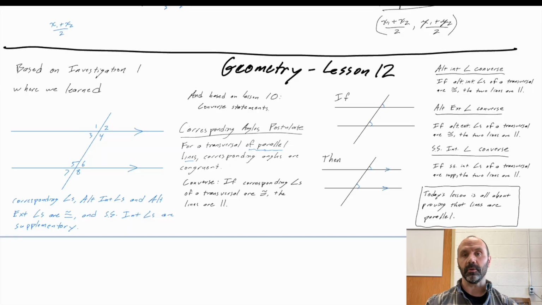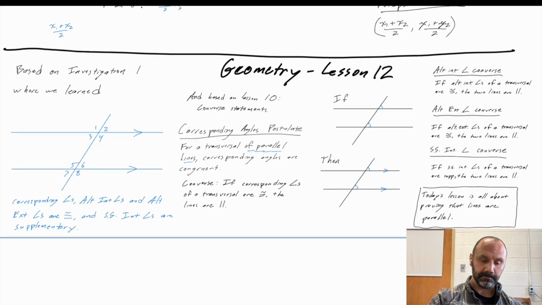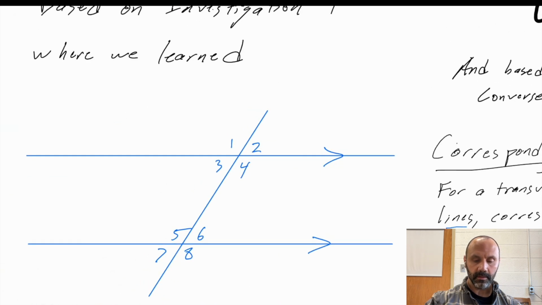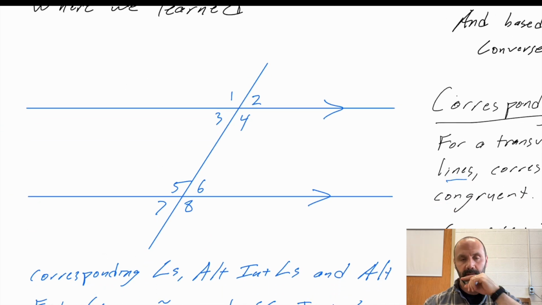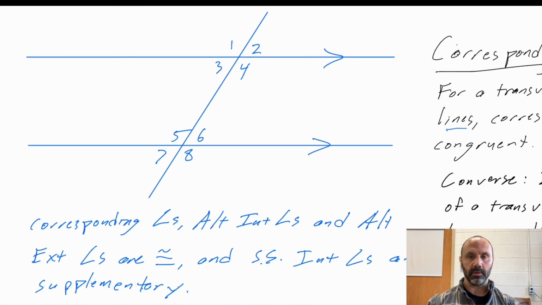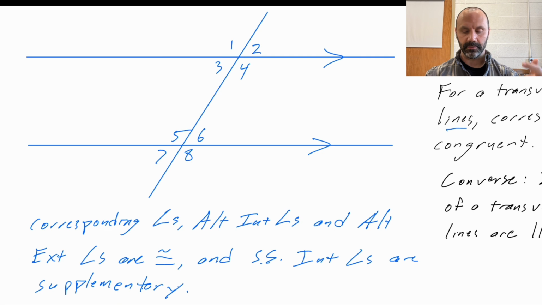If you have not seen or gone over investigation one, or lesson 10, you should go back and do those because this lesson is based on those. In investigation one, we learned that if we have a transversal of two parallel lines, then the corresponding angles, the alternate interior angles, and the alternate exterior angles are all congruent with each other, and the same side interior angles are supplementary.